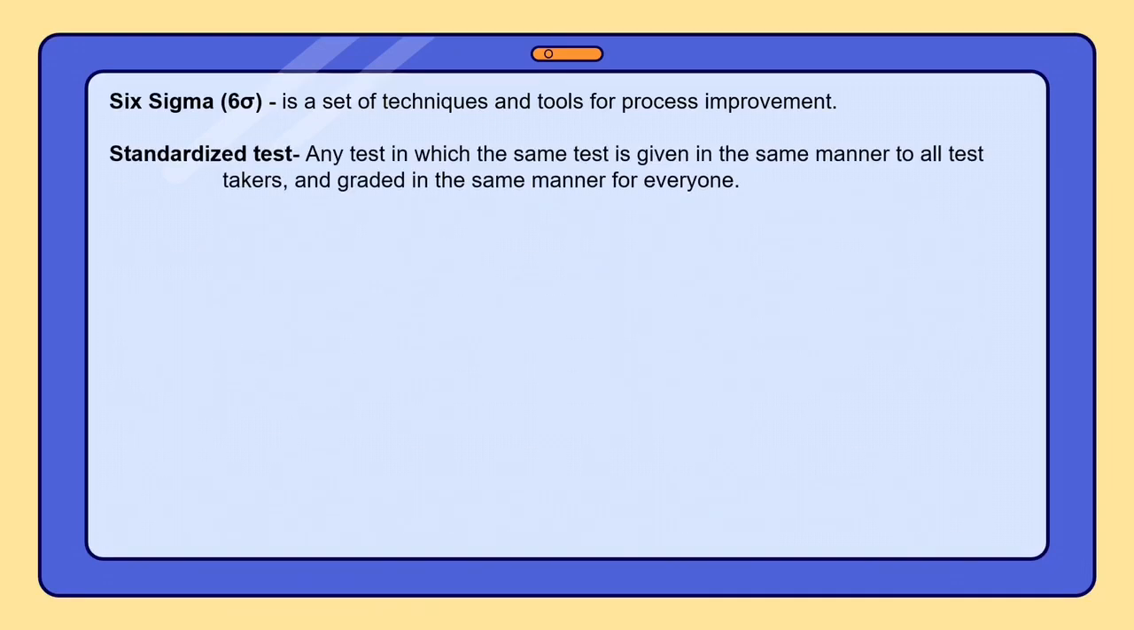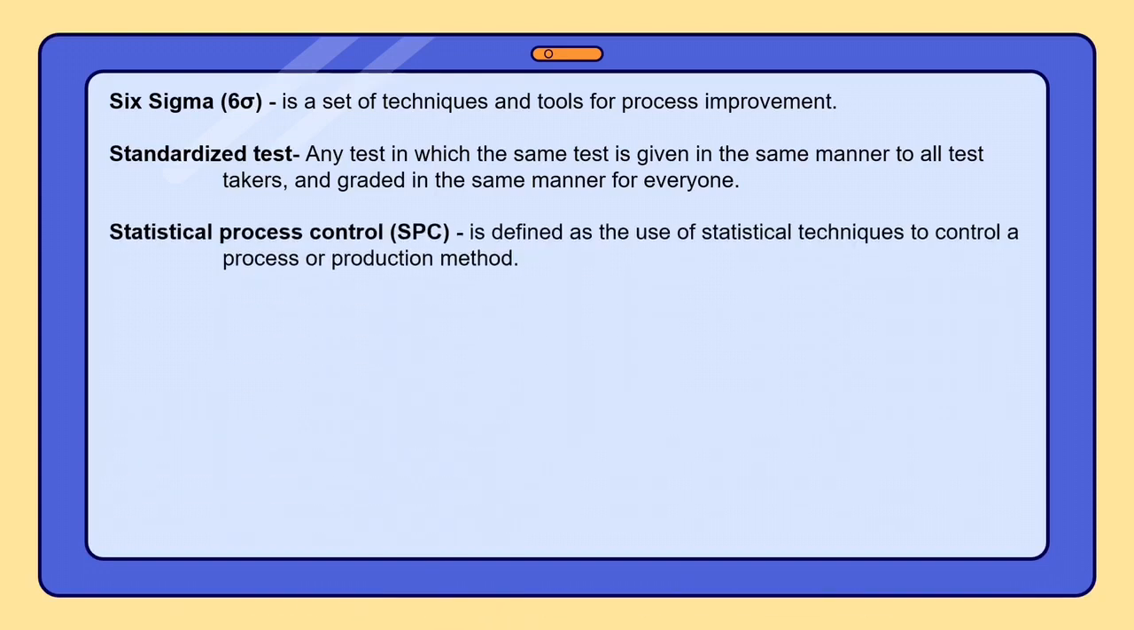Next is standardized test. So, hindi na rin ito bago sa atin. Any test in which the same test is given in the same manner to all test takers and graded in the same manner for everyone. Next is statistical process control, or SPC, defined as the use of statistical techniques to control a process or production method. So it helps you monitor process behavior, discover issues in internal systems, and find solutions for production issues.